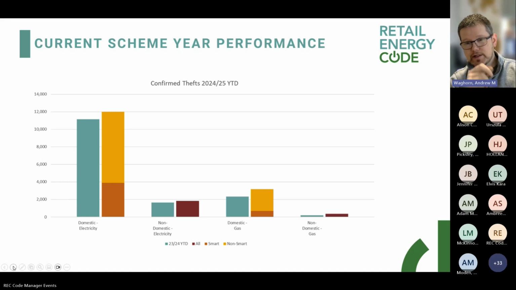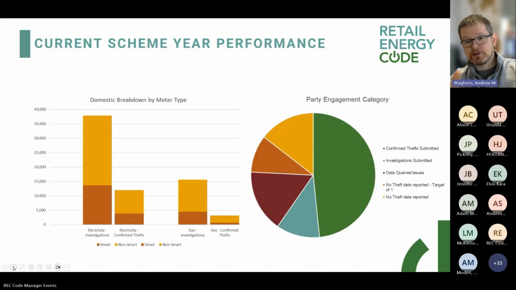If we go on to the next slide, just breaking that down a little bit more for domestic on the left, keeping that yellow-brown color scheme, we're having a look at almost a conversion rate, so to speak, so investigations versus confirmed thefts. We see a bit of a greater conversion on electricity than we do on gas, but the proportions broadly remain consistent across the investigations and the confirmed theft. So, interesting to see that.